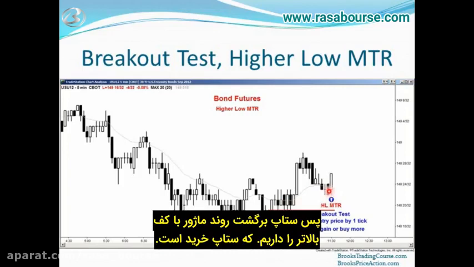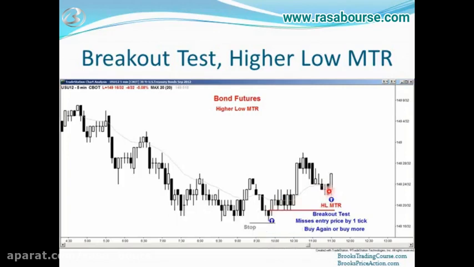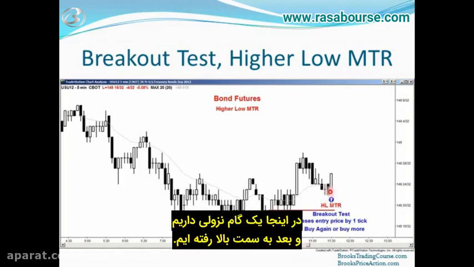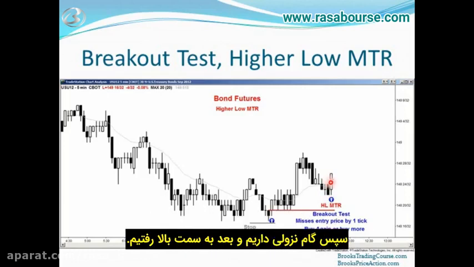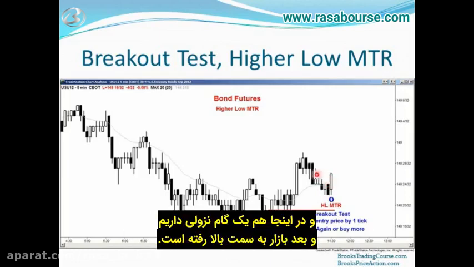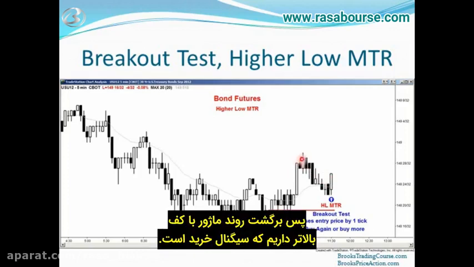So it's a higher low major trend reversal buy setup. Arguably a wedge bull flag. We had a push down here and then up, a push down here and then up, and then a push down here and then up. So to me, this is a higher low major trend reversal buy signal.